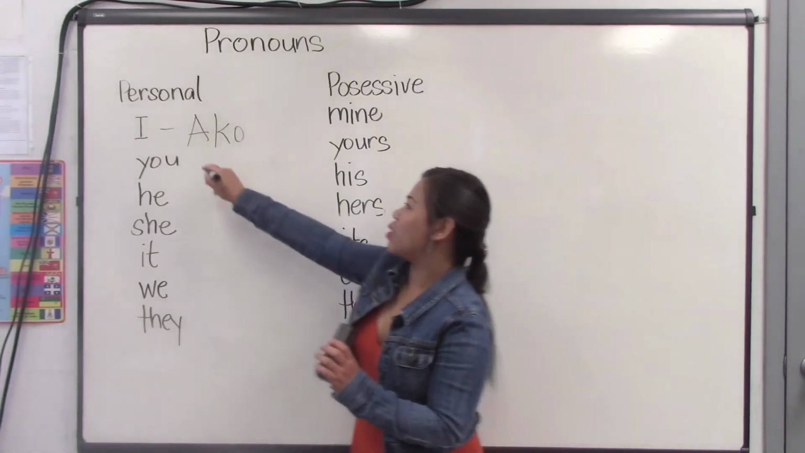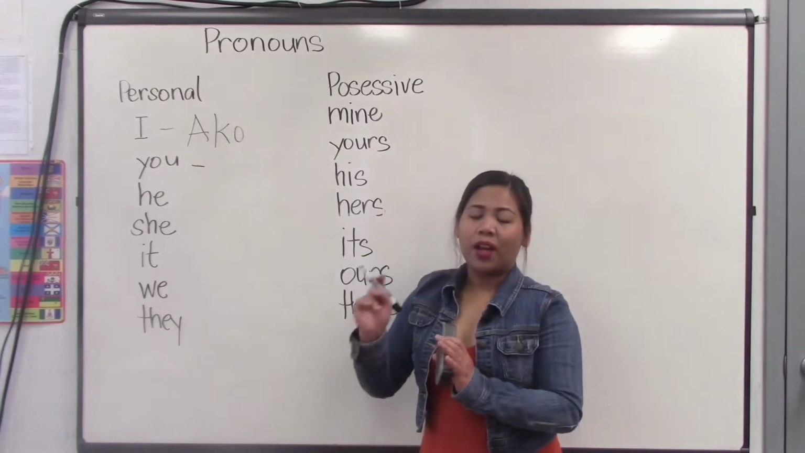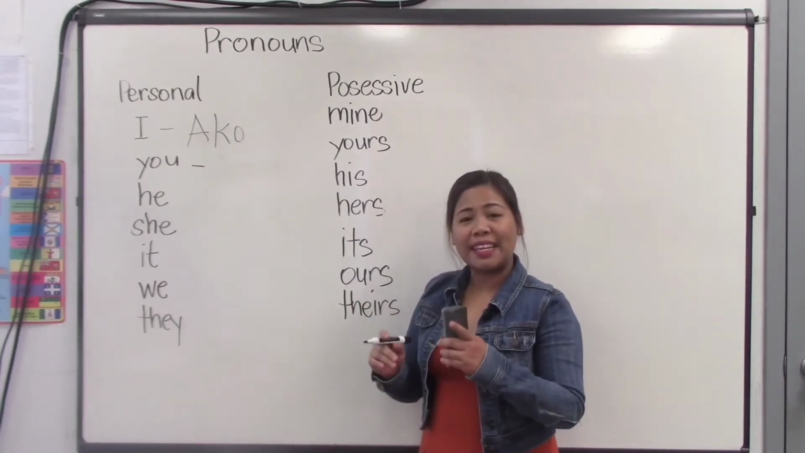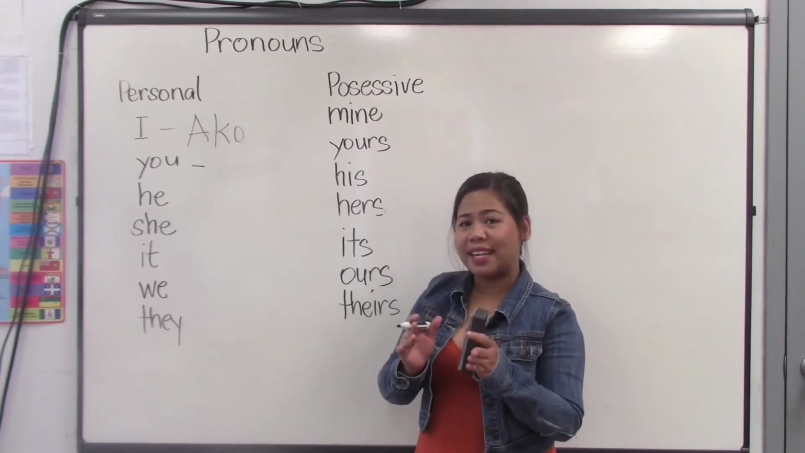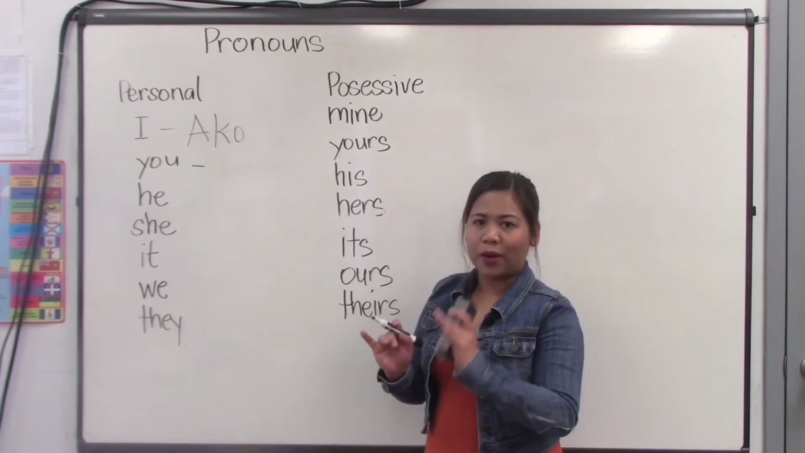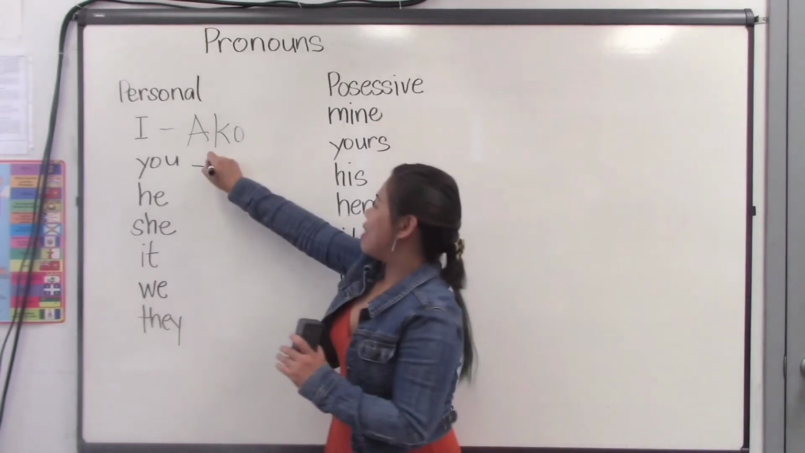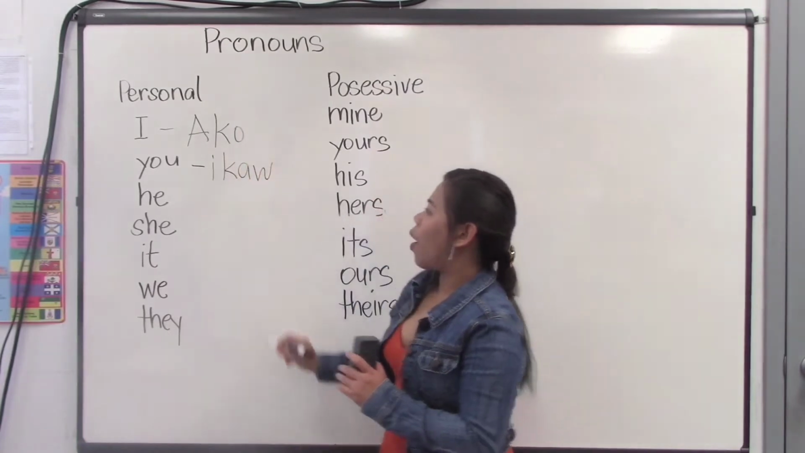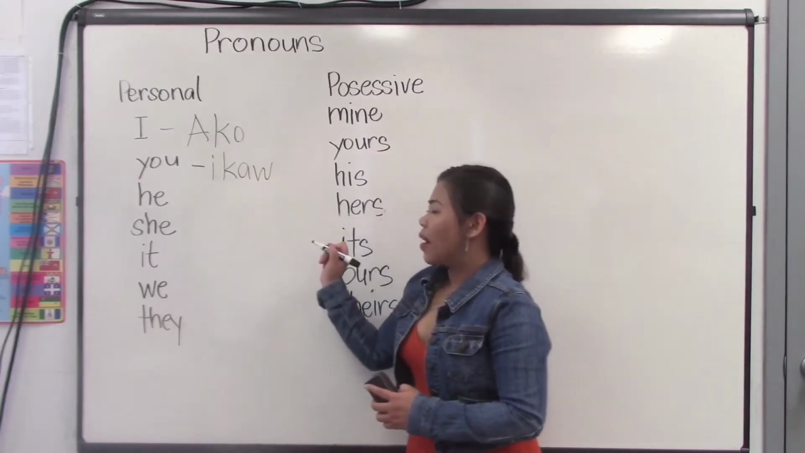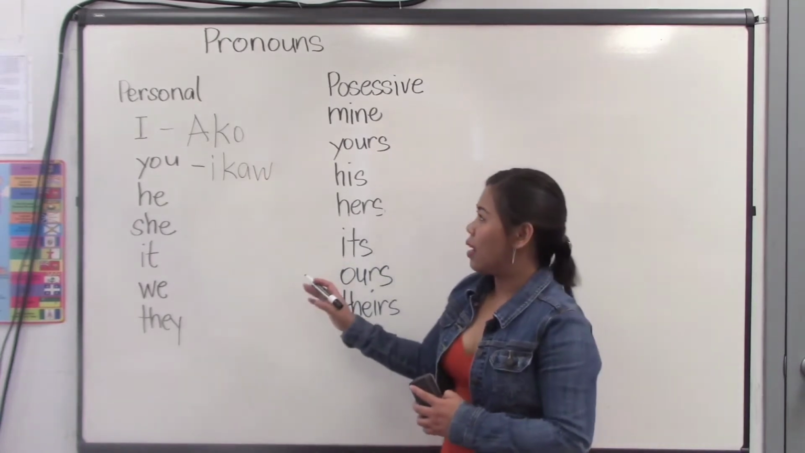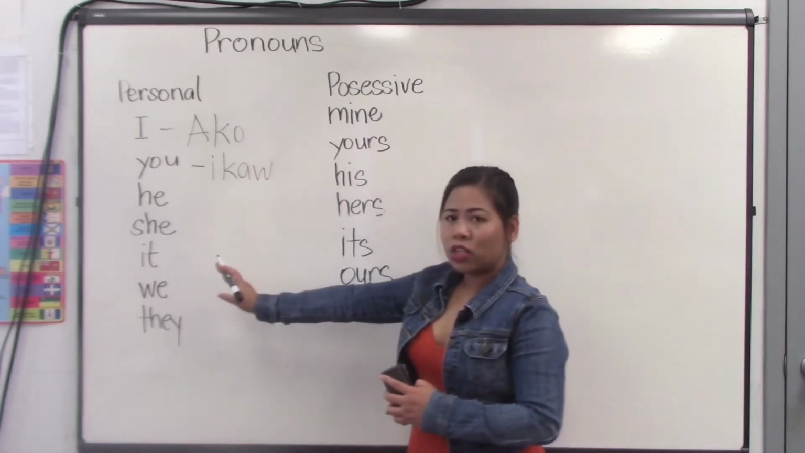Okay? Next one. You. You in Filipino is ikaw. How do you spell ikaw? That's a hard vowel sound E, and then the second syllable is kau. It's a diphthong. So how do you spell that? E and then kau.